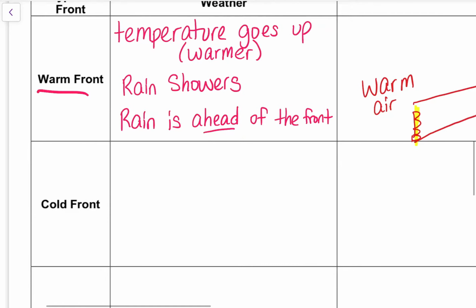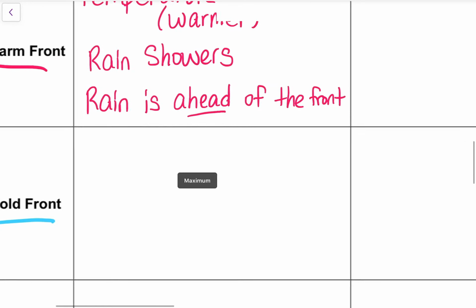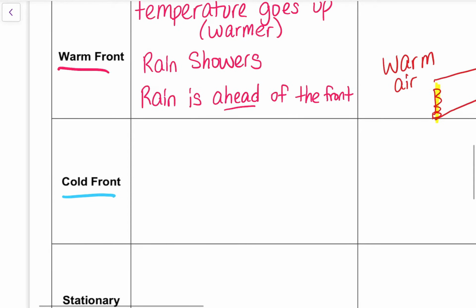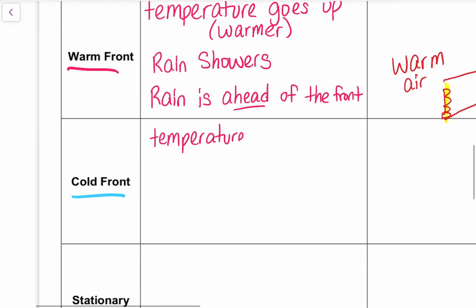Moving on to the next one, our second front is a cold front. And similar to when we talked about a warm front, cold front tells us about the temperature. In a cold front, the temperature is going to go down. It gets colder or cooler.